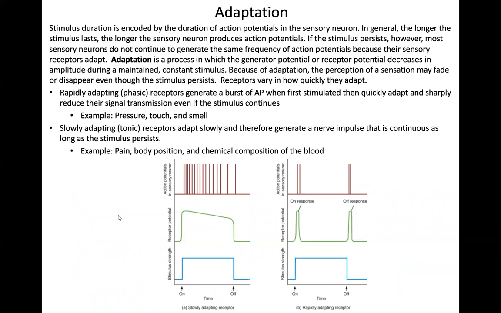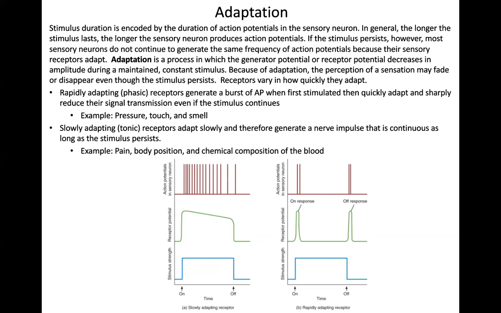Now, speaking of smell, smell is something that our body undergoes adaptation with. And that relates to the duration of the stimulus. This will be probably our last slide. Stimulus duration is encoded by the duration of action potentials in the sensory neuron. In general, the longer the stimulus lasts, the longer the sensory neuron produces action potentials. Okay, so that makes sense.